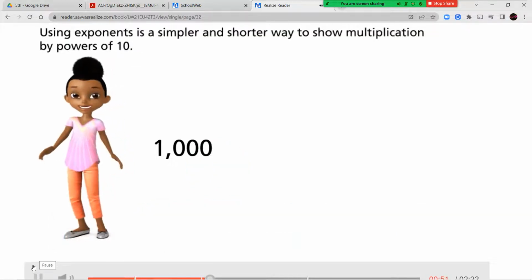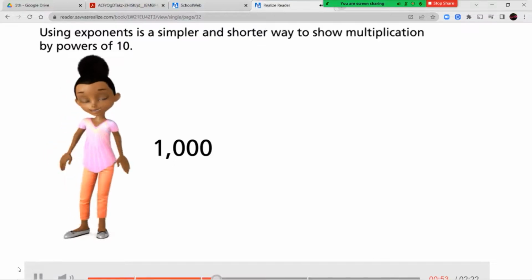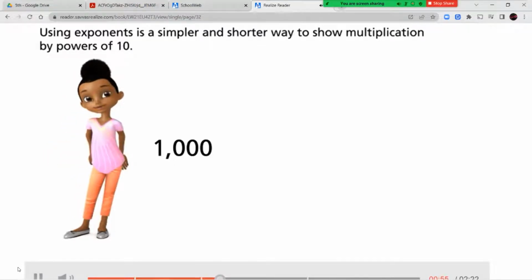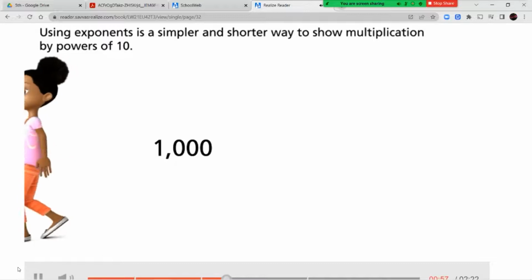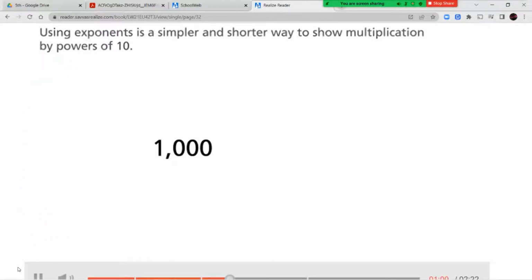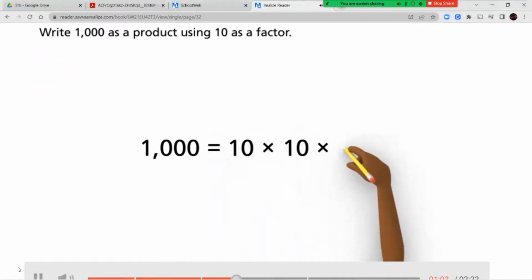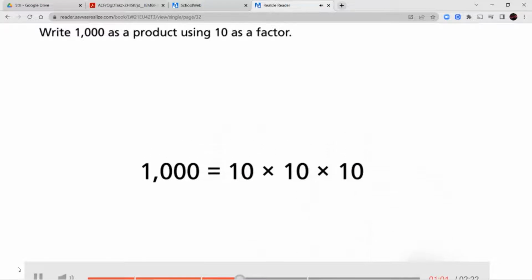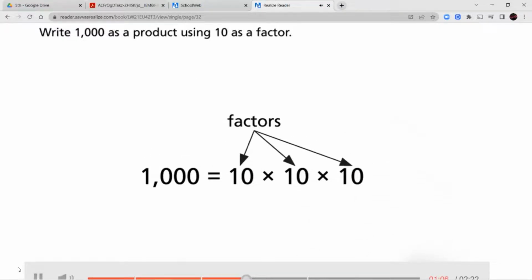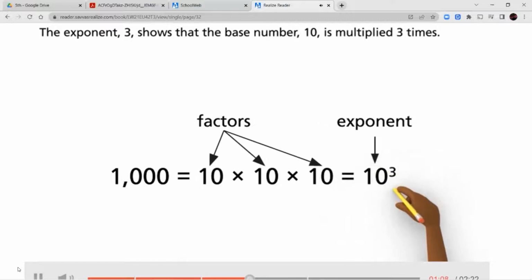Using exponents is a simpler and shorter way to show multiplication by powers of 10. Write 1,000 as a product using 10 as a factor. The exponent 3 shows that the base number 10 is multiplied 3 times.